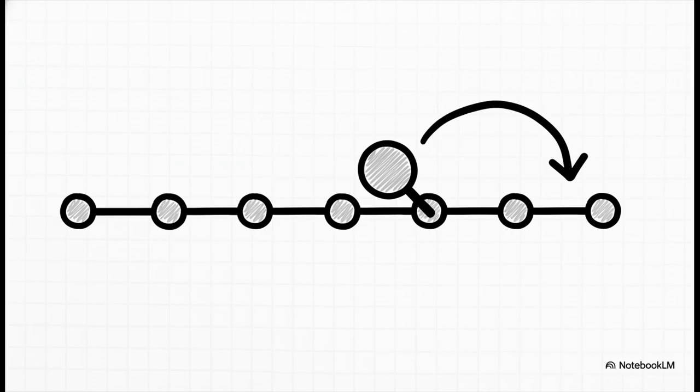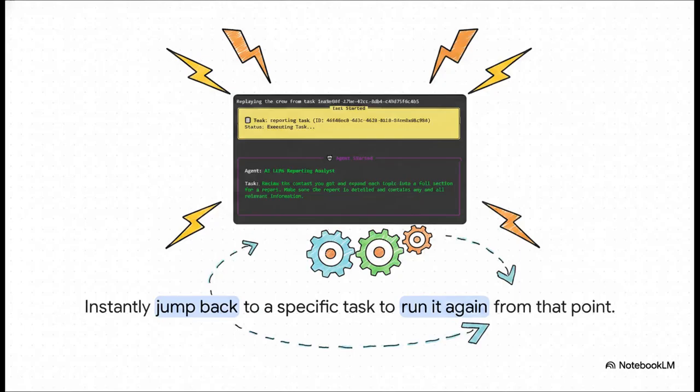Instead of running the entire process from the very beginning, replay lets you restart a crew from a specific task. You just give it the task ID and it jumps right back to that point. And the terminal output makes it perfectly clear. It literally says replaying the crew from task and gives you the specific ID. You can see the exact agent and task just pick right back up. This will save you so much time, especially when you're trying to fix one little step in a long process.